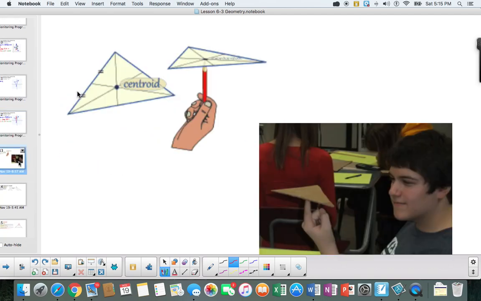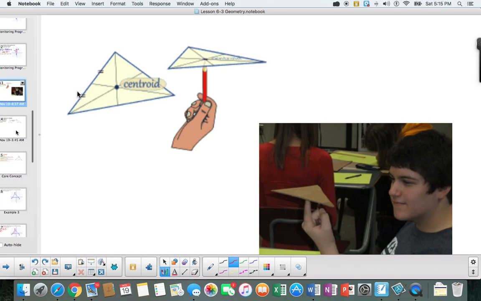Okay, the interesting thing about the centroid is it's the center of gravity. So if you were to put a pencil underneath a triangular cardboard, the forces would balance. And there's a young man balancing it on his finger right now.